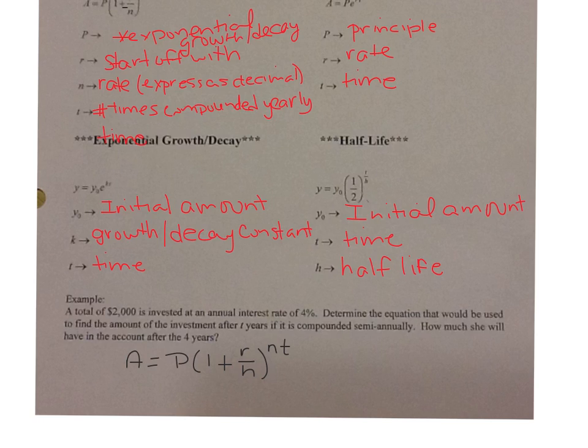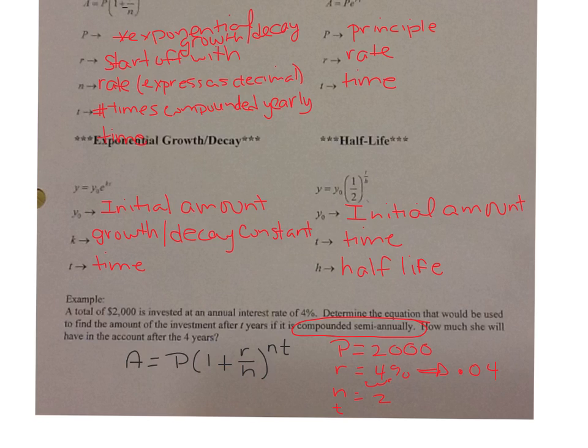So P is your investment, is what you're starting off with. So P is equal to 2,000. R is your interest rate. So this is 4%. Now remember, we want to write it as a decimal. So the decimal is right here. Move it 2 places to the left. So that would be 0.04. N is the number of times it's compounded yearly. So this says it's compounded semi-annually. That means 2 times. And T is your time.